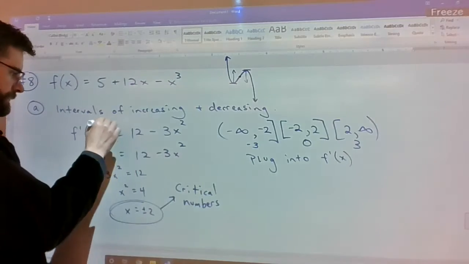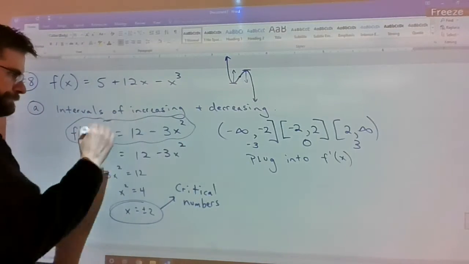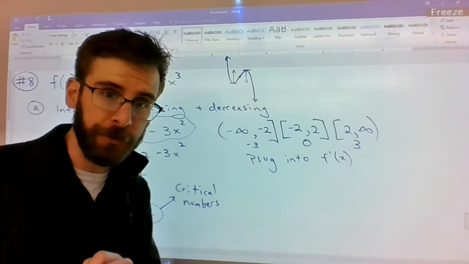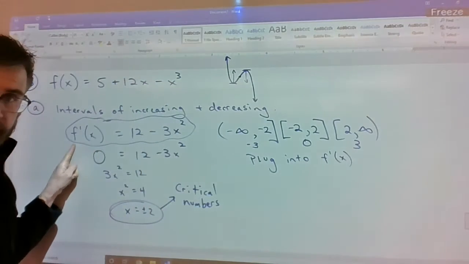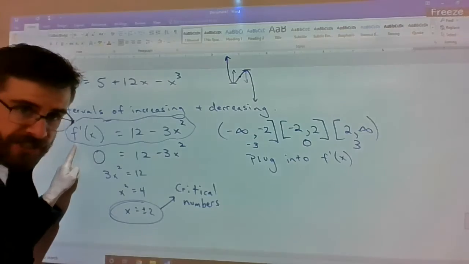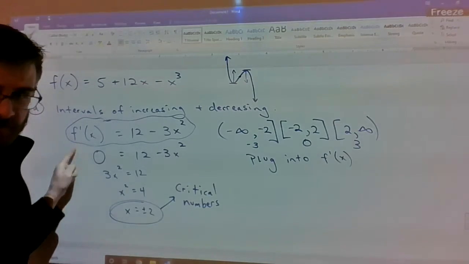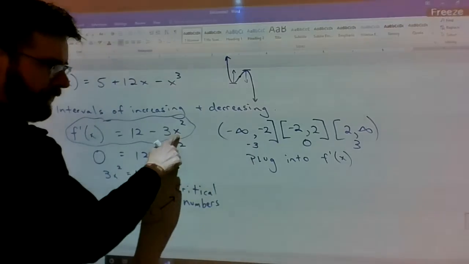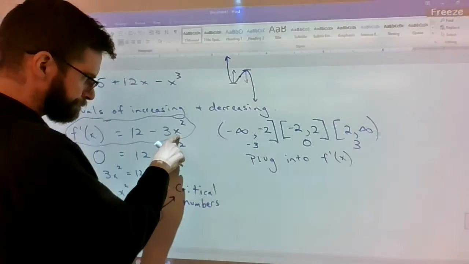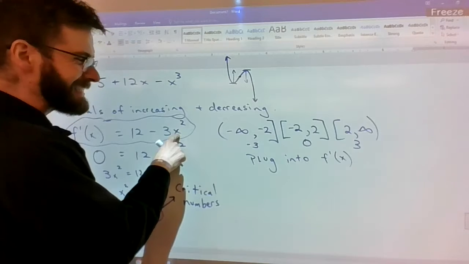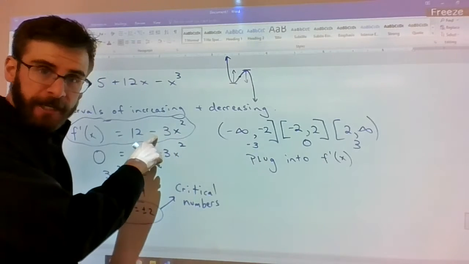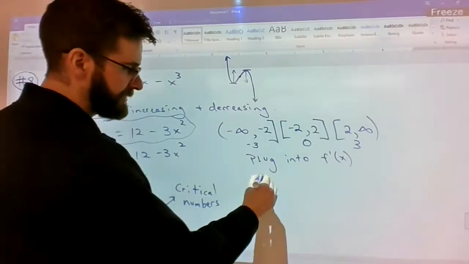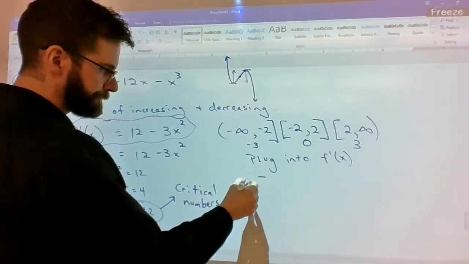So that's this right here. If it's positive, we have intervals that are increasing because all the derivatives would be positive. All the slopes of the tangent lines would be positive. That's what we're testing here. So negative 3, you plug it in for x squared. Negative 3 squared is 9. Times negative 3, that's negative 27. 12 minus 27 is a negative number.